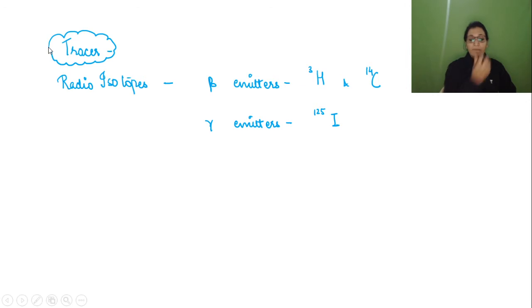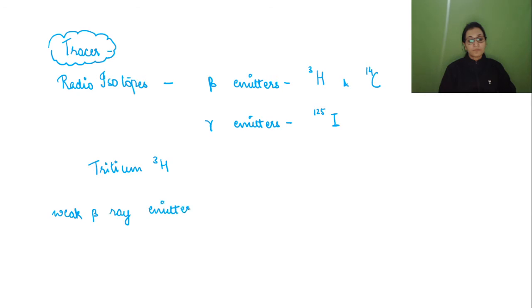When we are talking about H3, that is tritium, it's a weak beta ray emitter. It has significantly lower energy than carbon 14. Then it has a physical half-life of around 12.3 years.